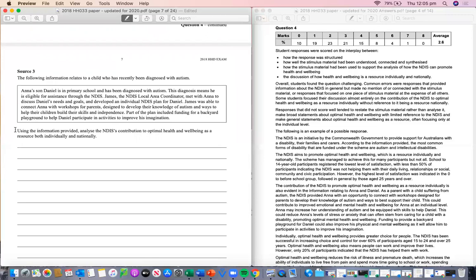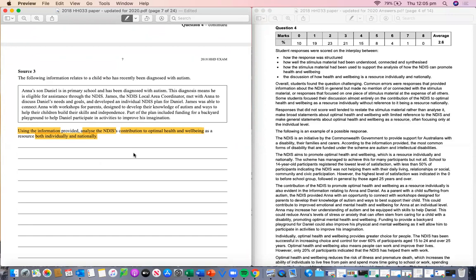So using the information, this is the key thing here first. Analyze the NDIS contribution to optimal health and well-being, and then we'll do it both individually and nationally. So there are key things here that you need to make sure you're focusing on.